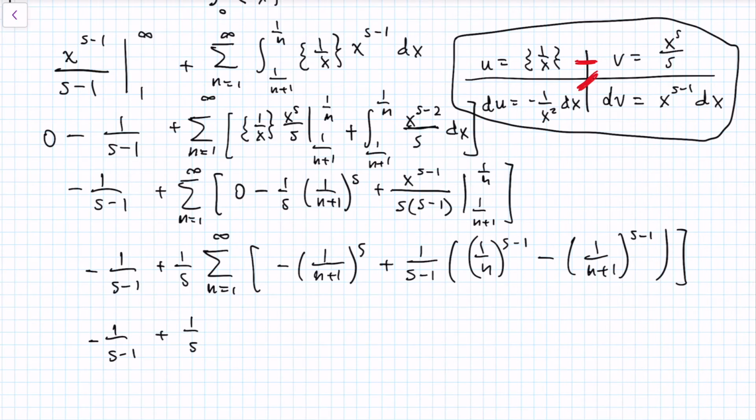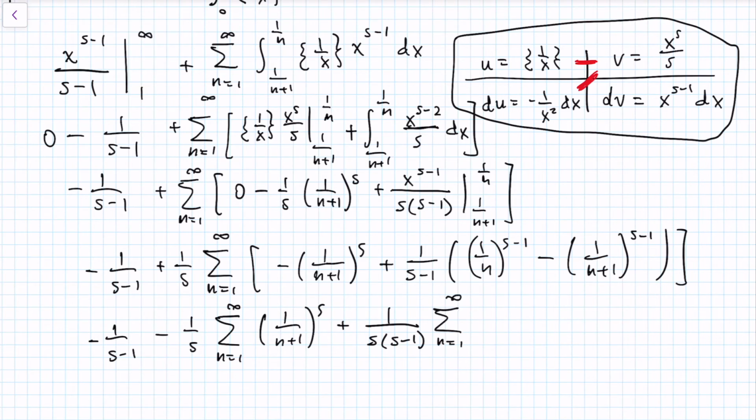If I split the sum up, I'll pull the negative out for the first bit. So we get the sum from n equals 1 to infinity of 1 over n plus 1 to the s, which actually is very Riemann zeta function looking. And then for the next sum, we'll have 1 over s, and I'll pull out the 1 over s minus 1. So we have 1 over s times s minus 1 times the sum from n equals 1 to infinity of this thing.